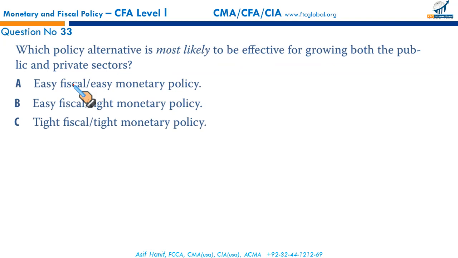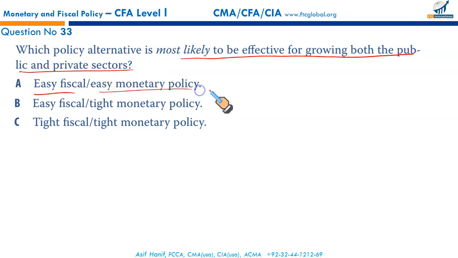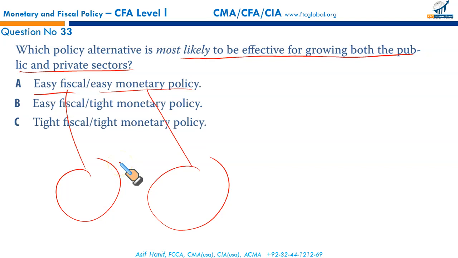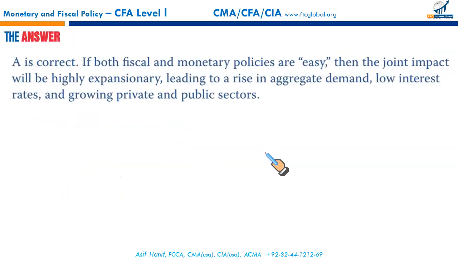Next question, number 33. Which policy alternative is most likely to be effective for growing both the public and private sector? Easy fiscal, easy monetary policy. True. If both fiscal and monetary policies are easy, then the joint impact will be highly expansionary. Easy fiscal policy will expand the economy; easy monetary policy will expand it too. So they will move in the same direction jointly, leading to a high rise in aggregate demand, low interest rates, and growing private and public sector. A is the right option. And that completes your EOCs on monetary and fiscal policy.